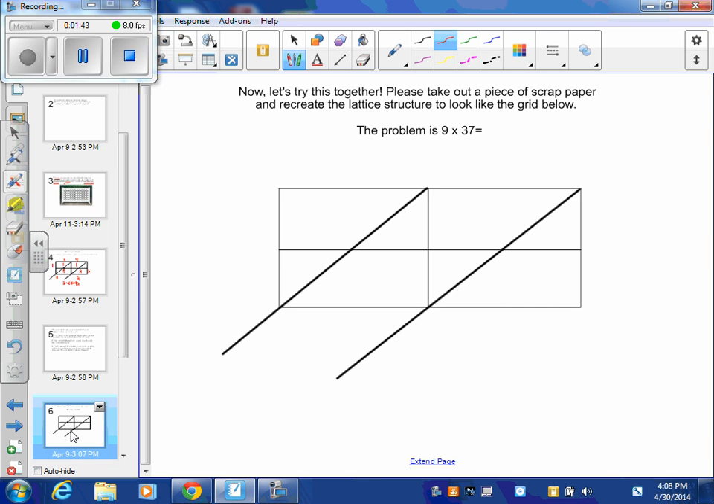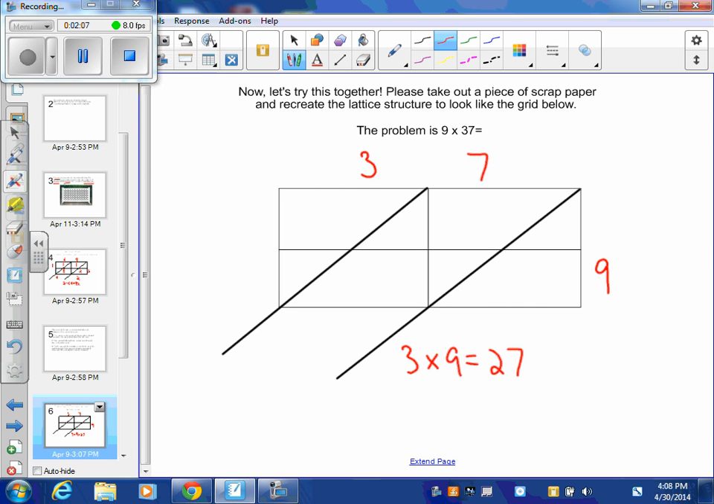First, we will take our 2-digit number, 37, and place it at the top of the lattice grid. Then we will take our 1-digit factor, 9, and place it in the bottom right-hand corner. Now we are ready to multiply. We will multiply 3 times 9 equals 27.